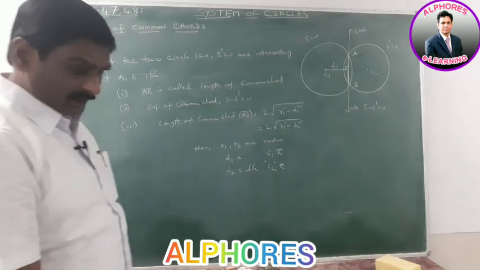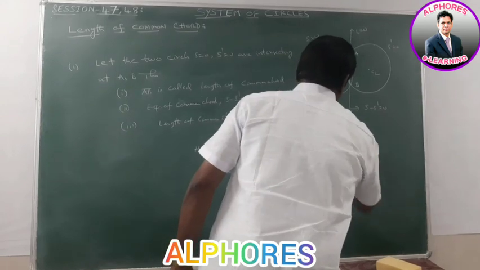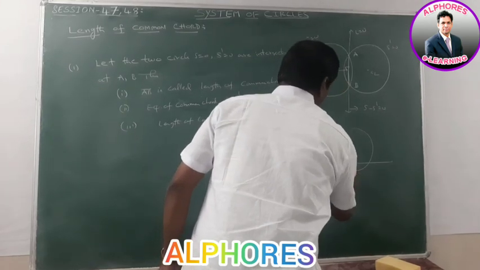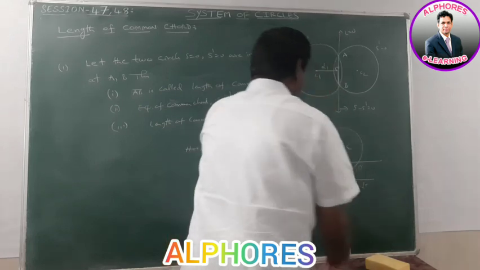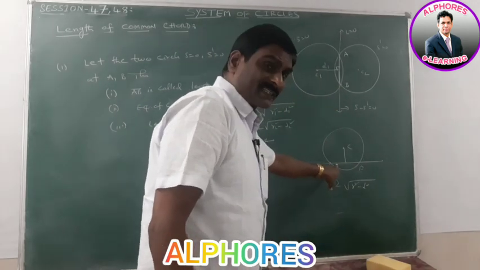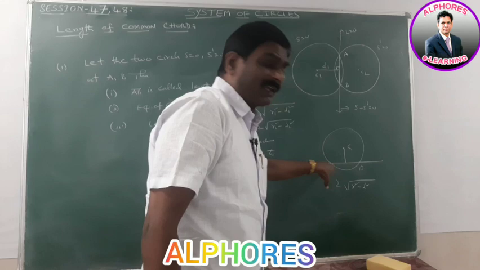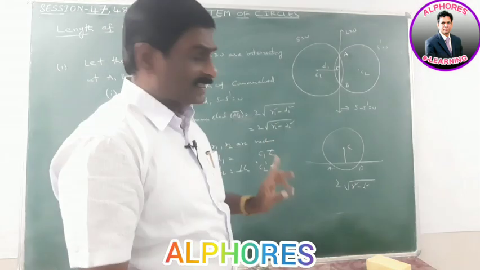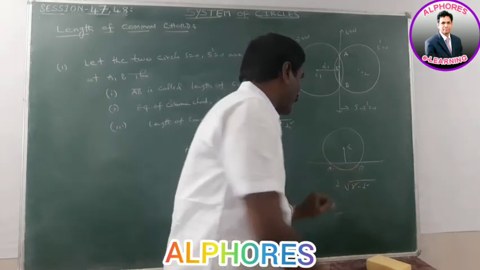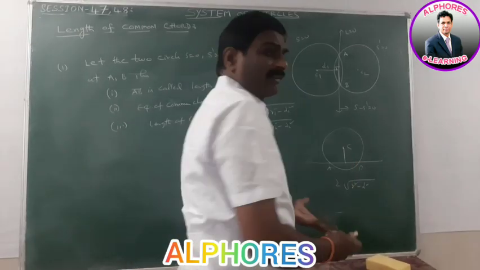Please observe this point. If it is one circle and it has a chord, what is the length of this chord? The length of the chord is nothing but 2 root R square minus D square. This line cuts the circle at 2 points, and it is said to be the length of the chord. Here R is the radius of the given circle, and D is the perpendicular distance from the center to the given chord.